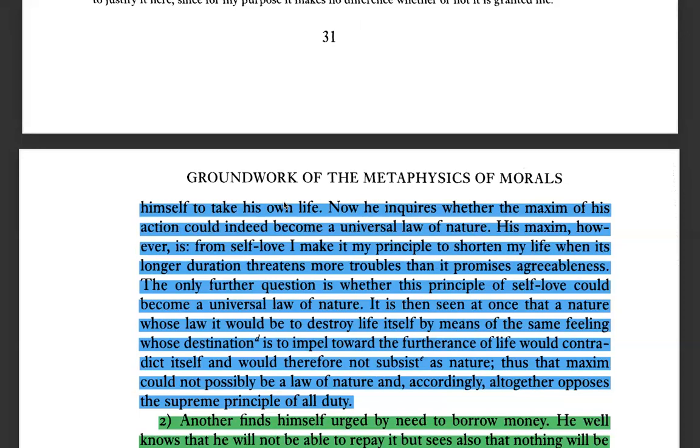Kant says that if the maxim that is supposed to justify a decision to commit suicide were universally accepted, then you see almost immediately that an outright contradiction would result. To repeat the essential passage, it is then at once realized that a law of nature whose law it would be to destroy life itself by means of the same feeling whose destination is to impel towards the furtherance of life would contradict itself. There one sees the contradiction.